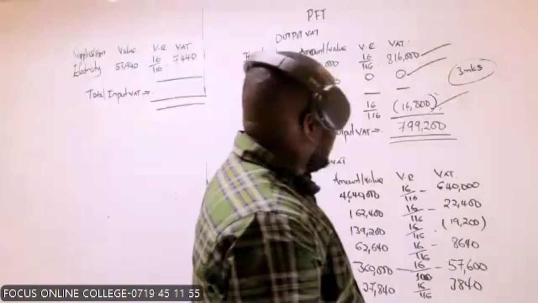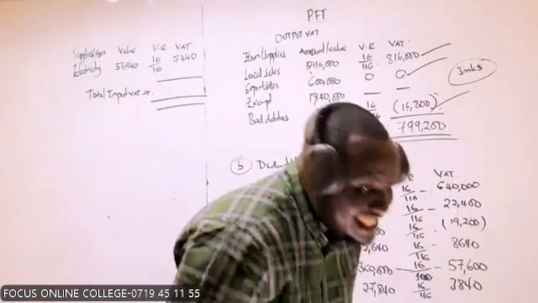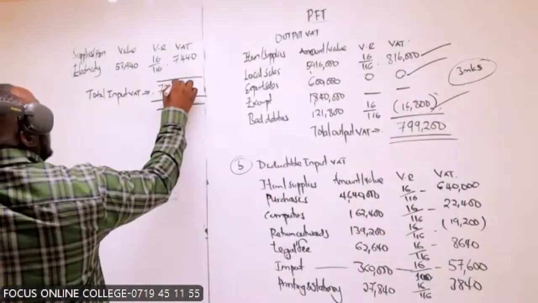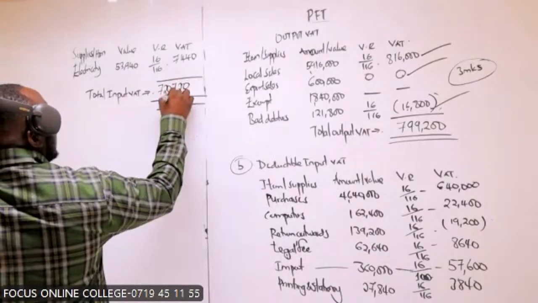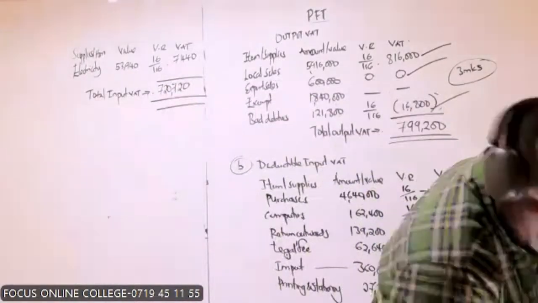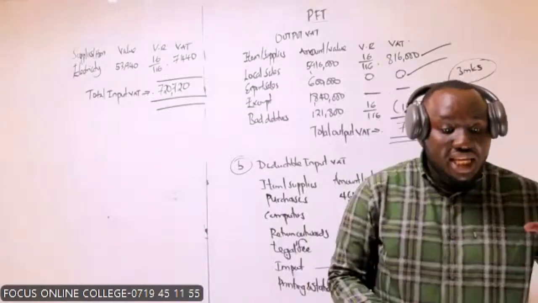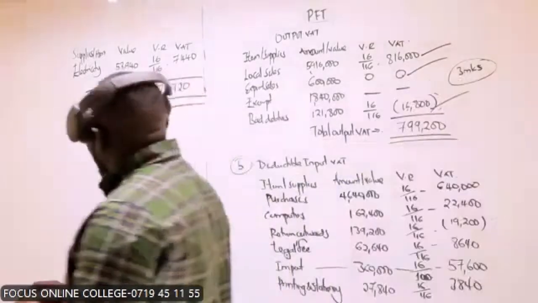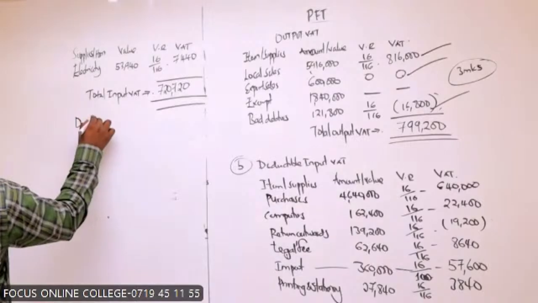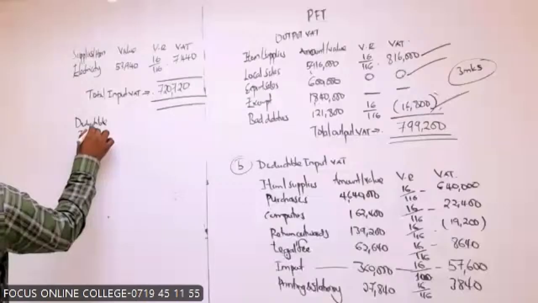Is it really? Yeah, that can make sense. But that one, 720, took us out 720. So we have 720, 720. So then we get the deductible input VAT. We get what's called the deductible input VAT.